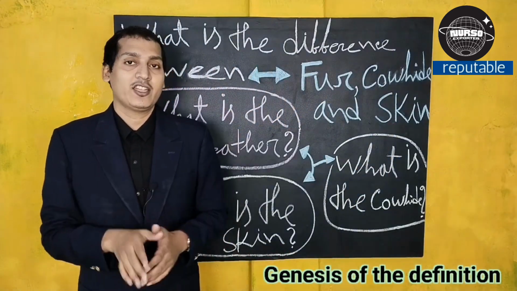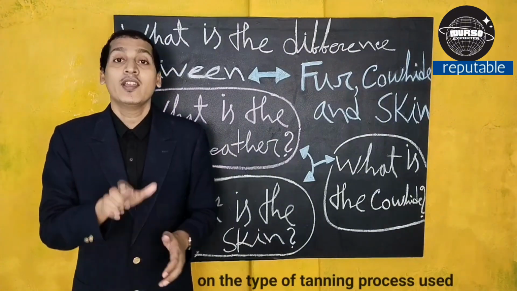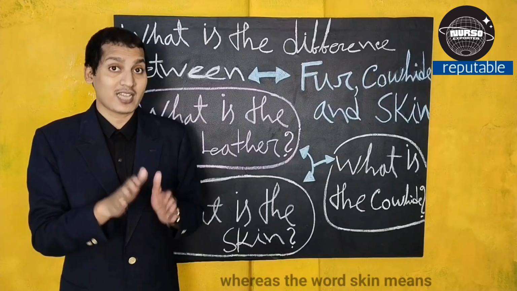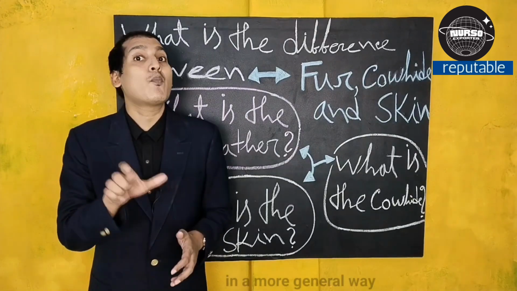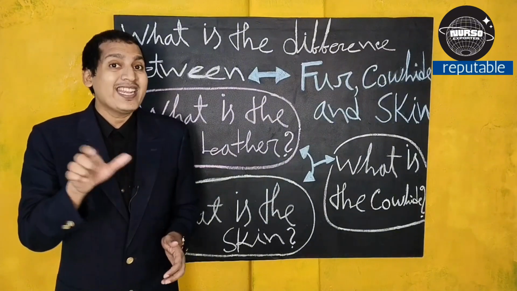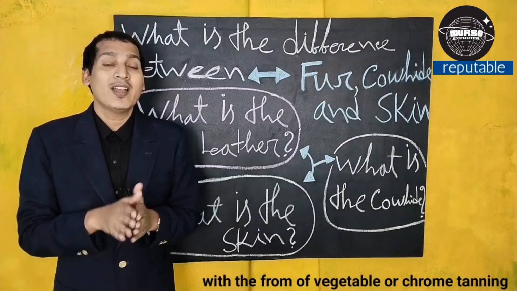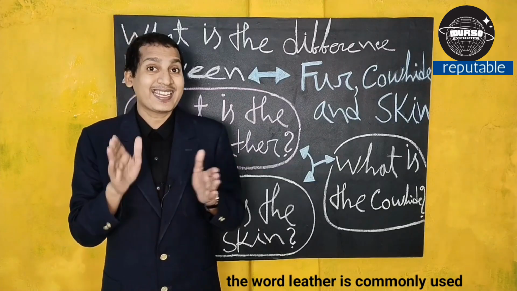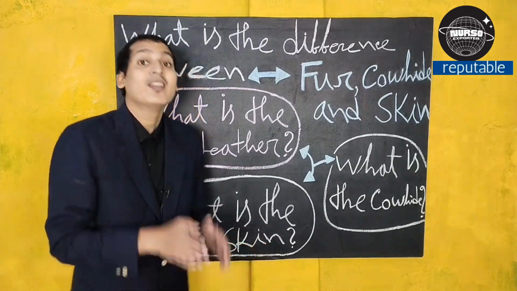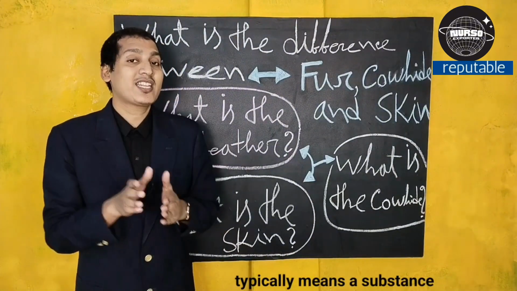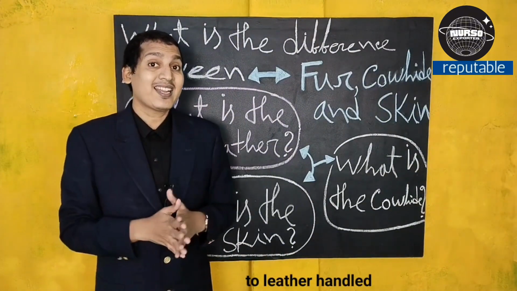Genesis of the definition. The term leather has a root that is tightly dependent on the type of tanning process used, whereas the word skin means the surface skin of an animal in a more general way. When it comes to leather handled with the form of vegetable or chrome tanning, the word leather is commonly used. On the other hand, the word skin typically means a substance of animal origin that has been used to make leather.